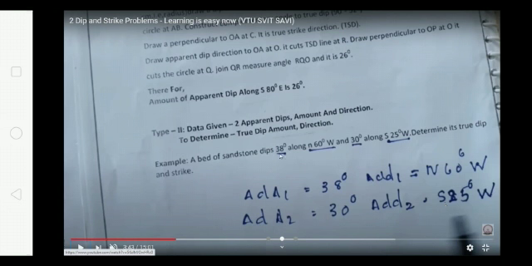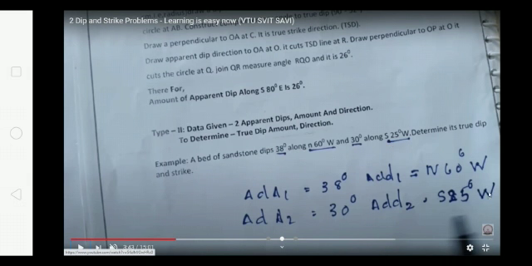You can check, 38 degree, the AD1 amount, I have written here. 38 degree along north 60 west. North 60 west is the direction. The apparent dip direction 1, I have written north 60 degree west. AD2 amount 2, 30 degree we have written here. Then 30 degree along south 25 degree west, the apparent dip direction, that is south 25 degree west, we have written here.